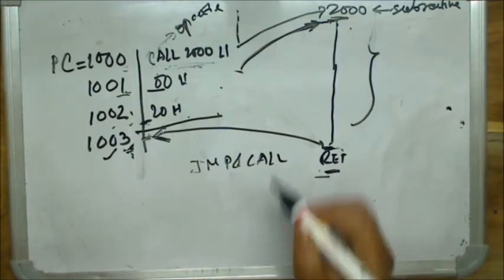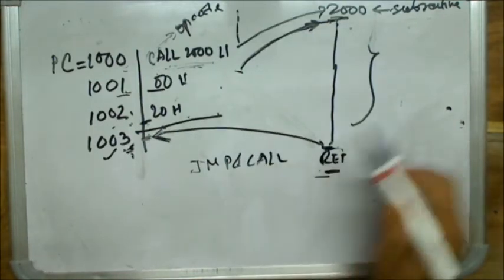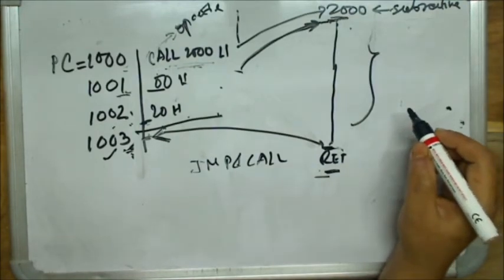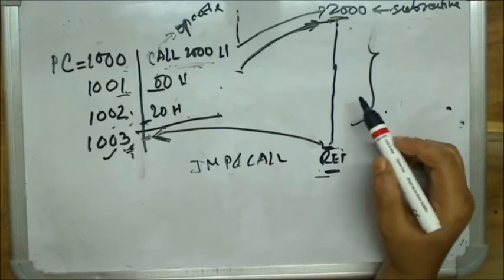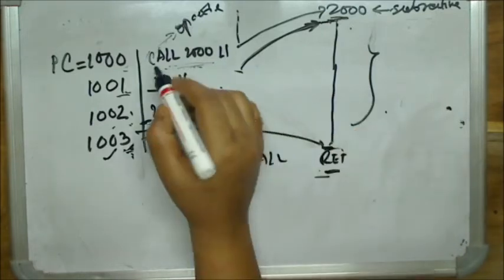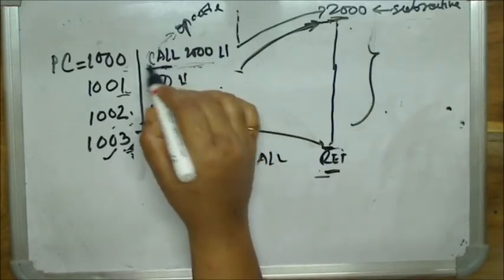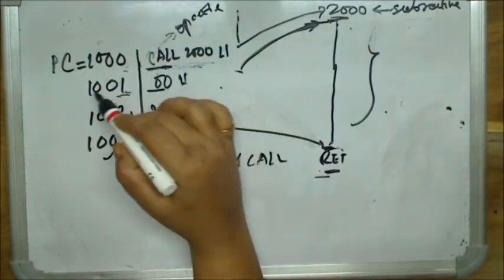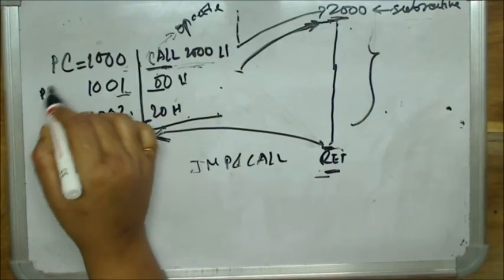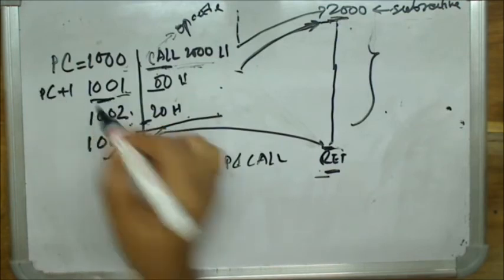So are you clear up to this? Up to this, what is done? The instruction is fetched. The microprocessor will fetch call. When the call opcode is fetched, the PC will become PC plus 1, that is 1001.